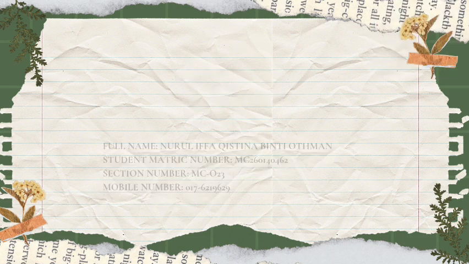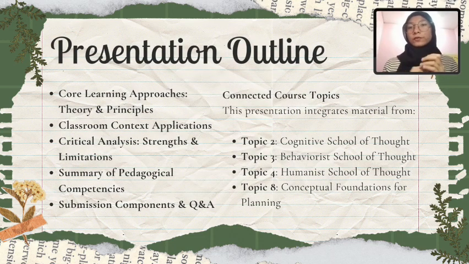Let us begin. So to give you an overview of today's presentation, here is my outline. First, we will examine the behaviorist school of thought, focusing on classical and operant conditioning. Second, we'll explore the cognitive school of thought, looking at information processing and metacognition. The third one, we will discuss the humanist school of thought, emphasizing self-actualization and student-centered learning.